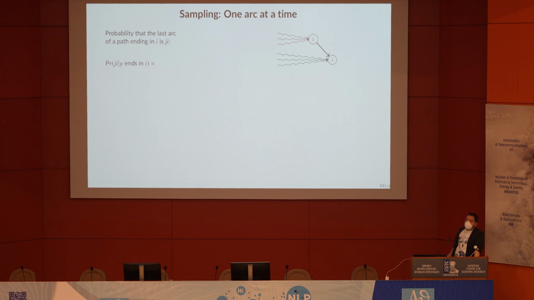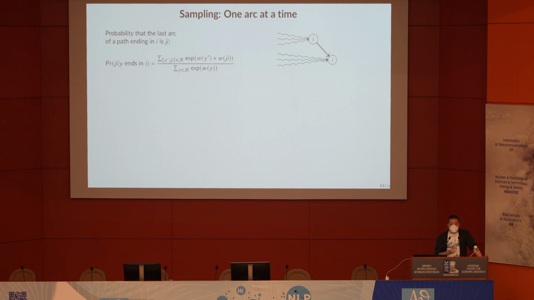I'll show you how to do sampling by first considering the case of one arc at a time. And I'm going to do this for a general path ending in I. So if we want to figure out the probability that a path that ends in I hits node J right before finishing, right before hitting node I, we can think of this as the probability of the arc ji being last, given that the path ends in I. And we can actually calculate this without needing any information that is not local.